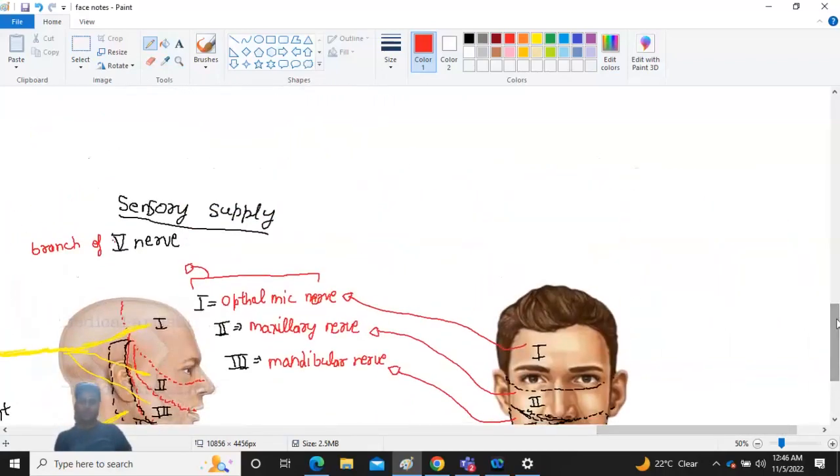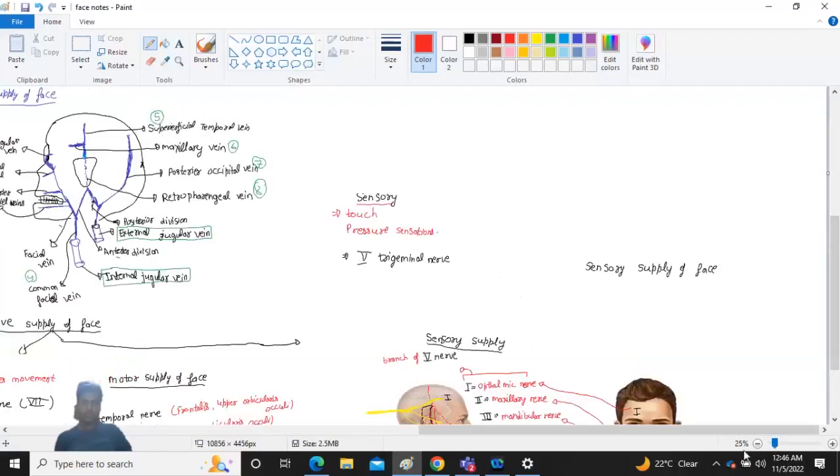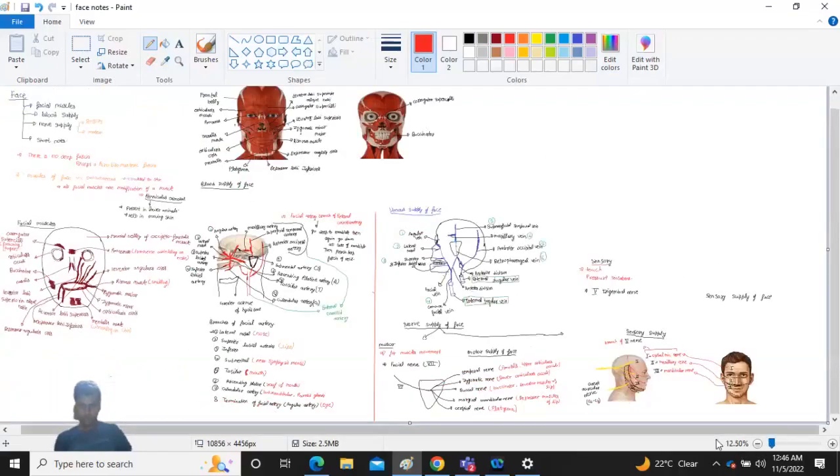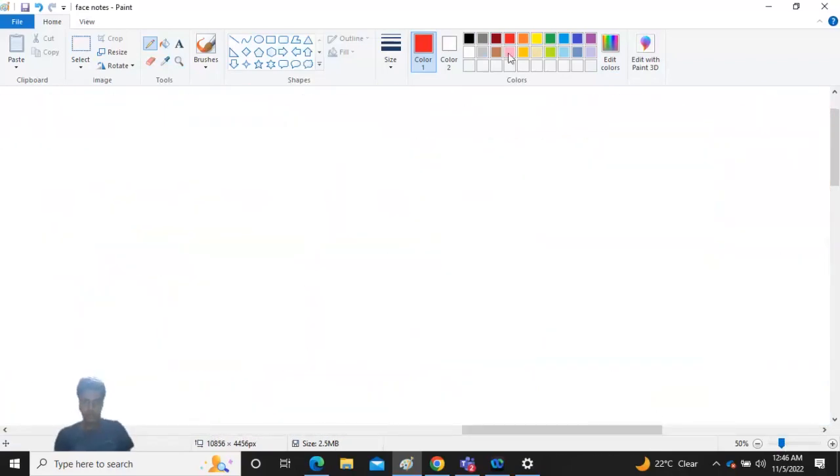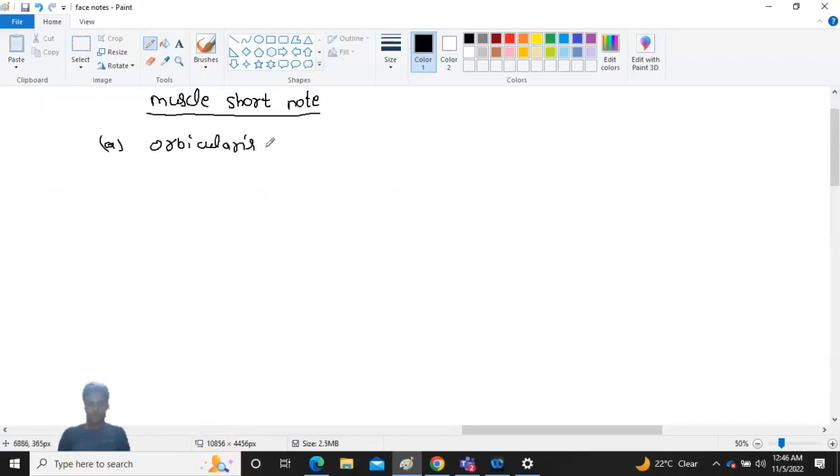Now come to the short note of some muscles. They are some muscles which we have learned. Here we start the muscle short note. So the first muscle is our orbicularis oculi. There are some muscles we have to read in detail. Orbicularis oculi.